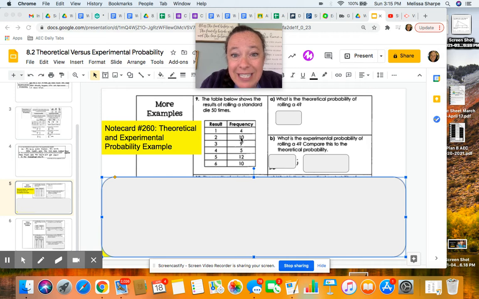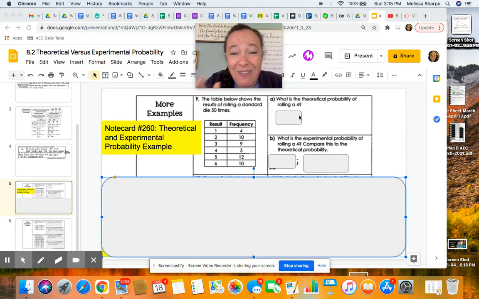Getting the 2 up, that happened 10 times. The 3 up, that was 9 times. The 4 up, 5 times, 5, 12, 6, 10. Okay, so this is experimental, okay? This is experimental because somebody rolled it 50 times. So this is an experiment.